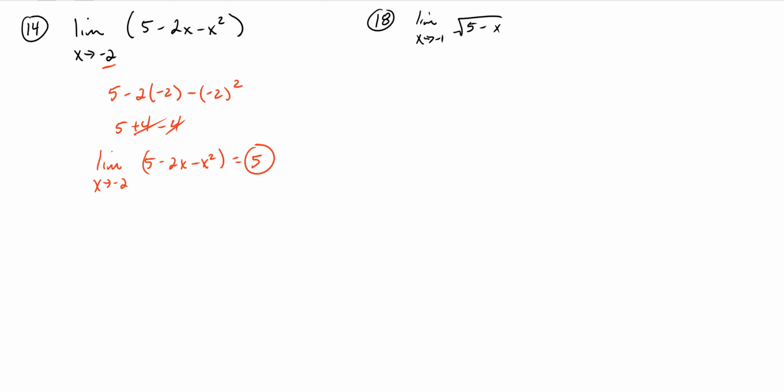Alright, number 18, same as 14, evaluating the limit. Again, if I plug a negative 1 into the function, I'm going to be good. So I'm going to go ahead and use my direct substitution. 5 minus negative 1 gives me 6, and the square root of that gives me the square root of 6. So my limit as x approaches negative 1 of the square root of 5 minus x is equal to radical 6.